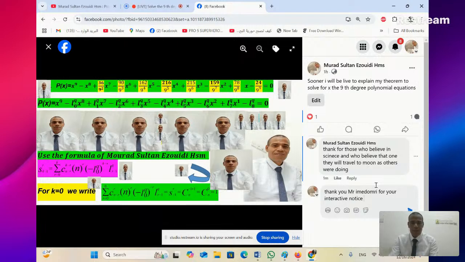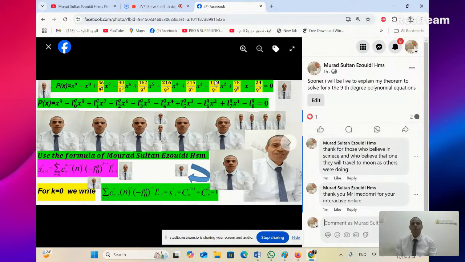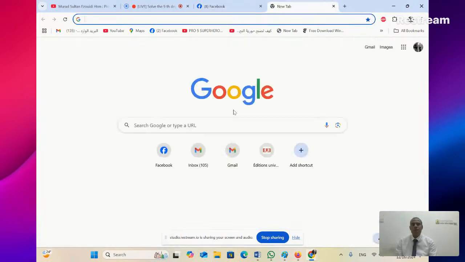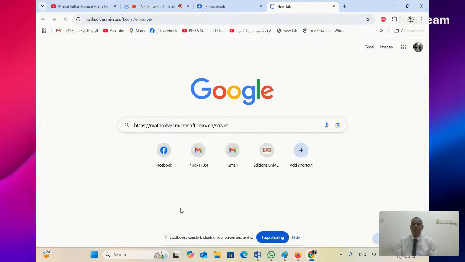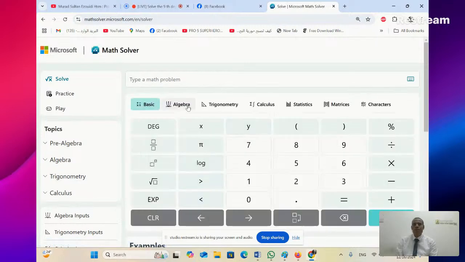Okay, so now, learners, I'm going to go to this one. I will open a math solver, problem solver calculator. This is Microsoft. You see, Microsoft will be blocked, stuck in front of this ninth degree polynomial equation. Of course, it had been stuck before for seventh, sixth and eighth degree polynomial equations. Now I will give it this equation and see what the answer should be.